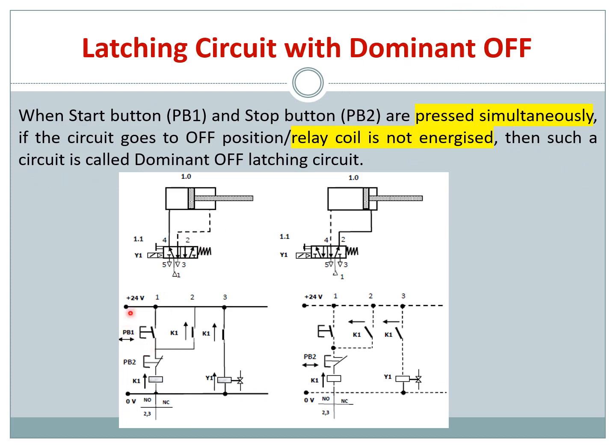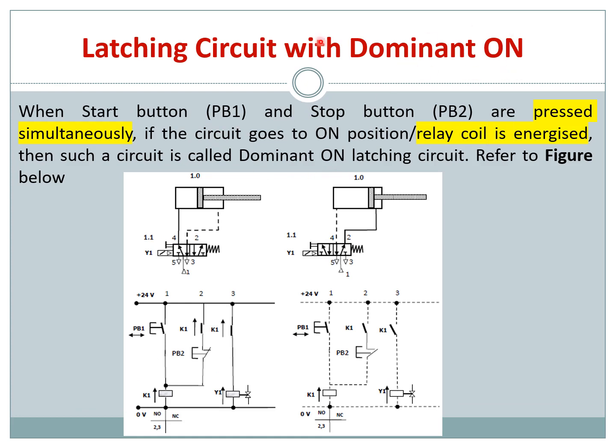If I show it in the circuit, you have two push buttons here. One is to start the circuit and one is to stop the circuit. In a dominant off latching circuit, you can read here, when you are pressing both PB1 and PB2 at the same time, the circuit goes to the off position. Meaning when you are pressing both, K1 is not energized. So we call it a dominant off latching circuit.